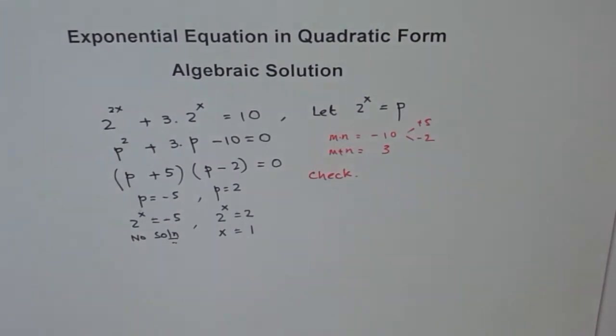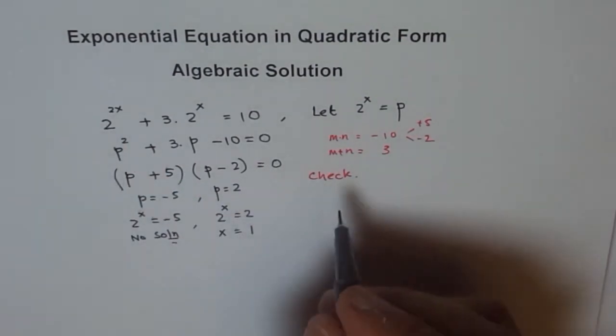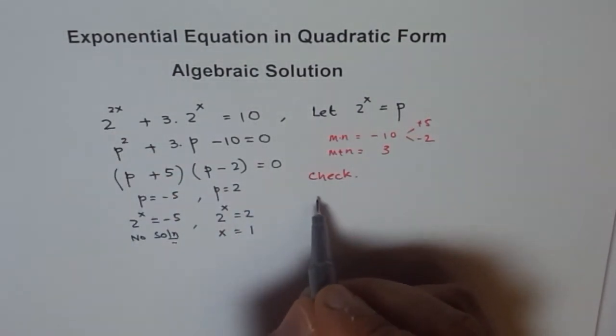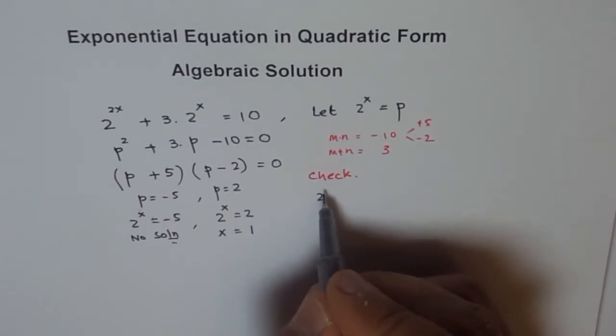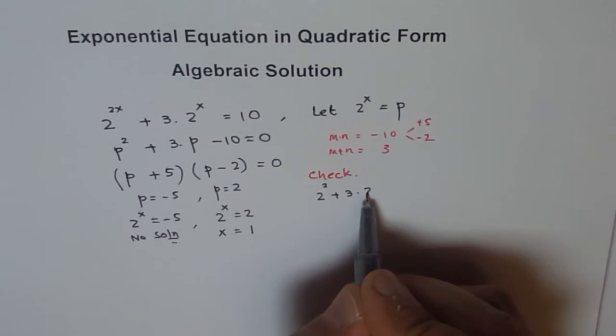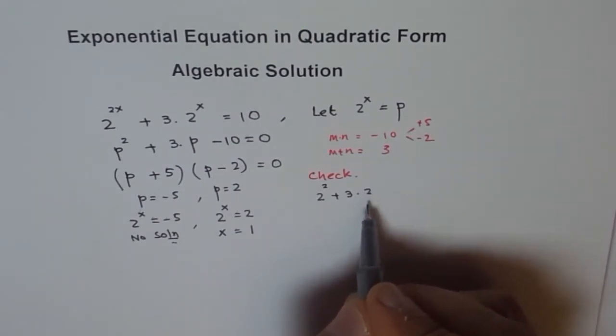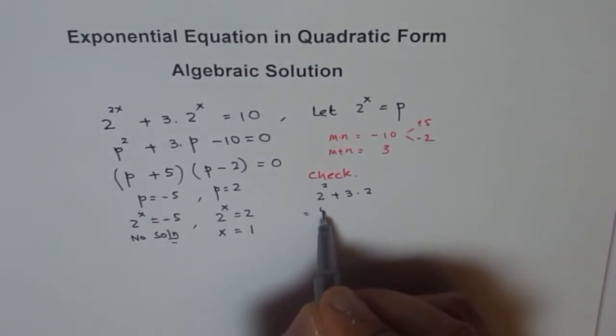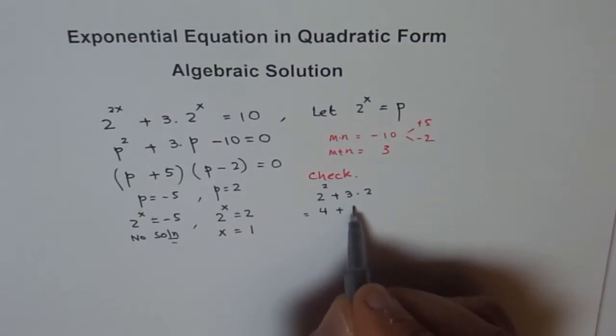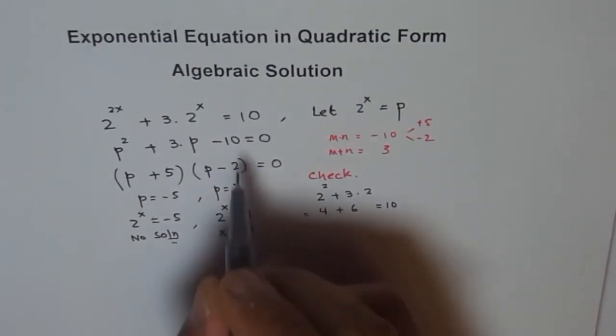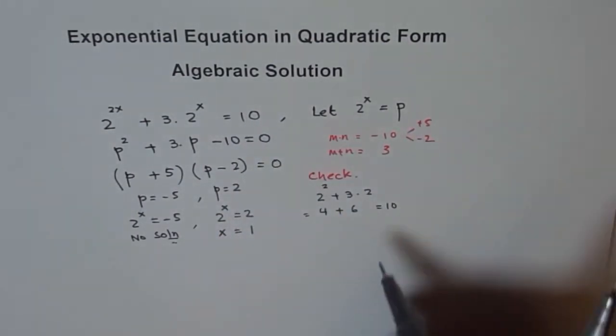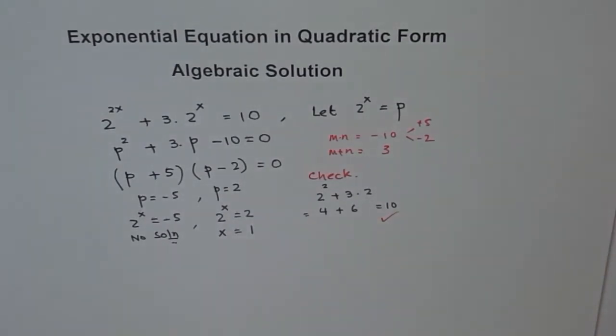So if you check it, let's plug this value in. What do we have? We have 2 to the power of 2 times 1, which is 2, plus 3 times 2 to the power of 1. So this is equal to 2 to the power of 2, which is 4, plus 3 times 2, which is 6, giving 10, right? This is what we wanted. So that's fine. We get our solution.